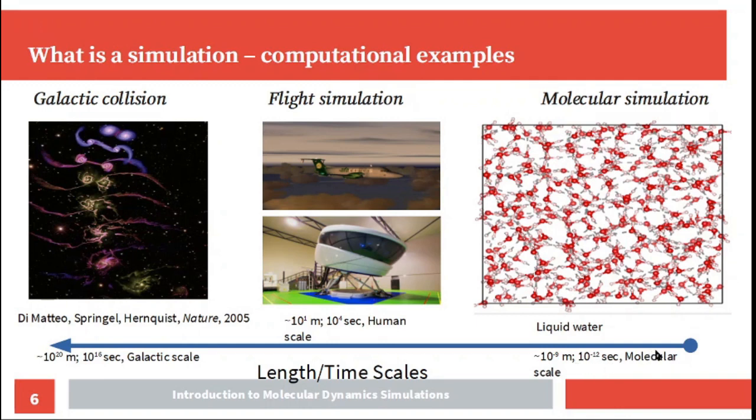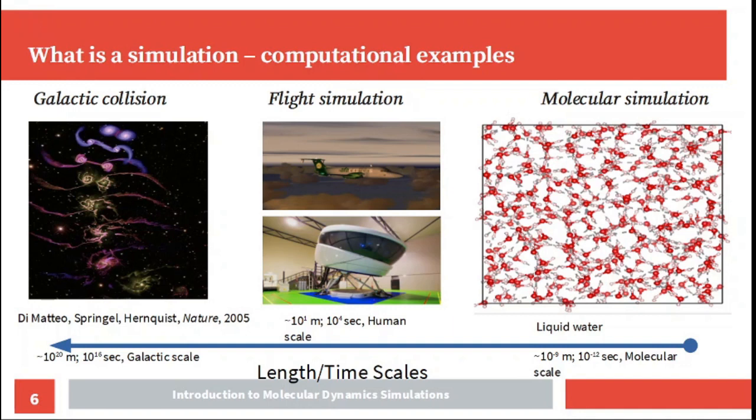In fact, you can go even further, and people are making simulations of quark gluon plasma, where quarks are the ultimate subatomic particles that make up neutrons and protons, and gluons are the particles that bind them together. So simulations have been done even at that scale.